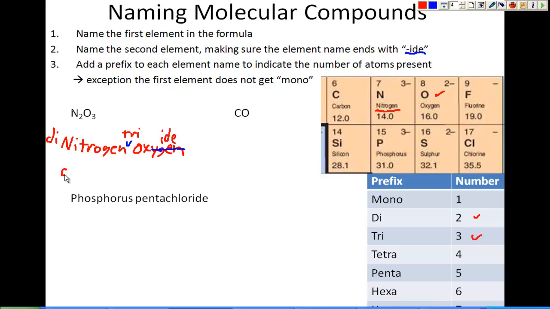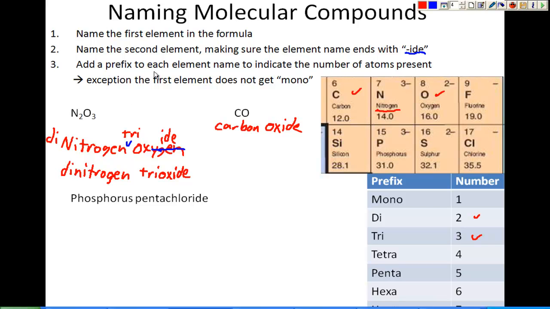So you want to make this a little bit nicer. Not that my writing is very nice. Dinitrogen trioxide. Good. And we are done. So let's take a look at the second one right here. Name the first element first, carbon. Name the second element second, but change the ending to ide. So I'm just going to do that right away. Oxide.